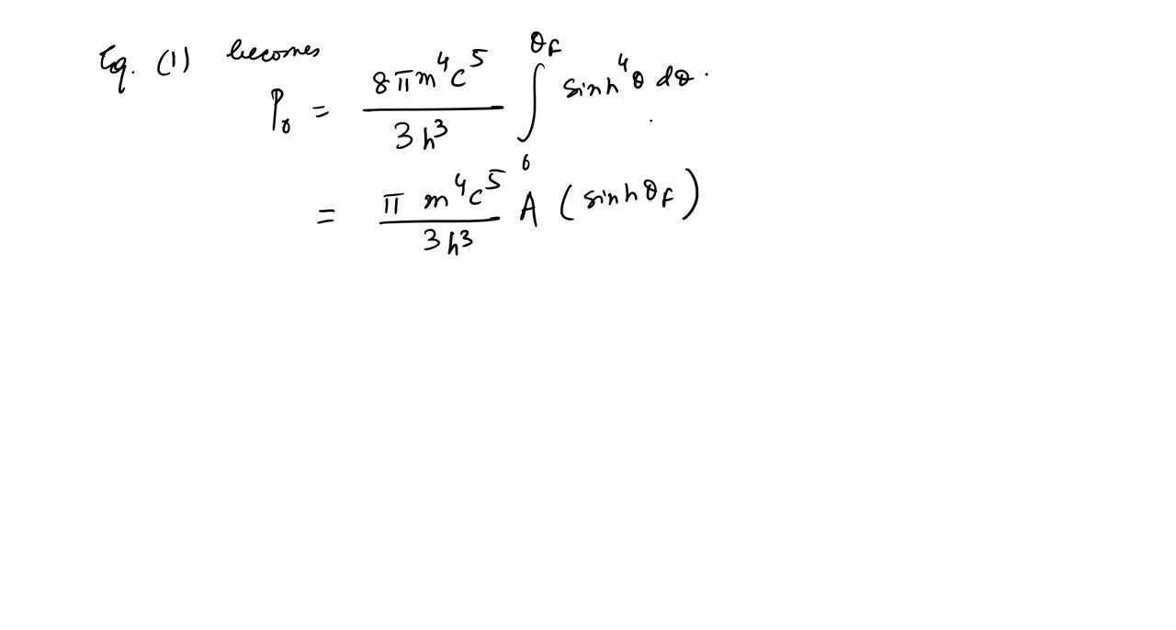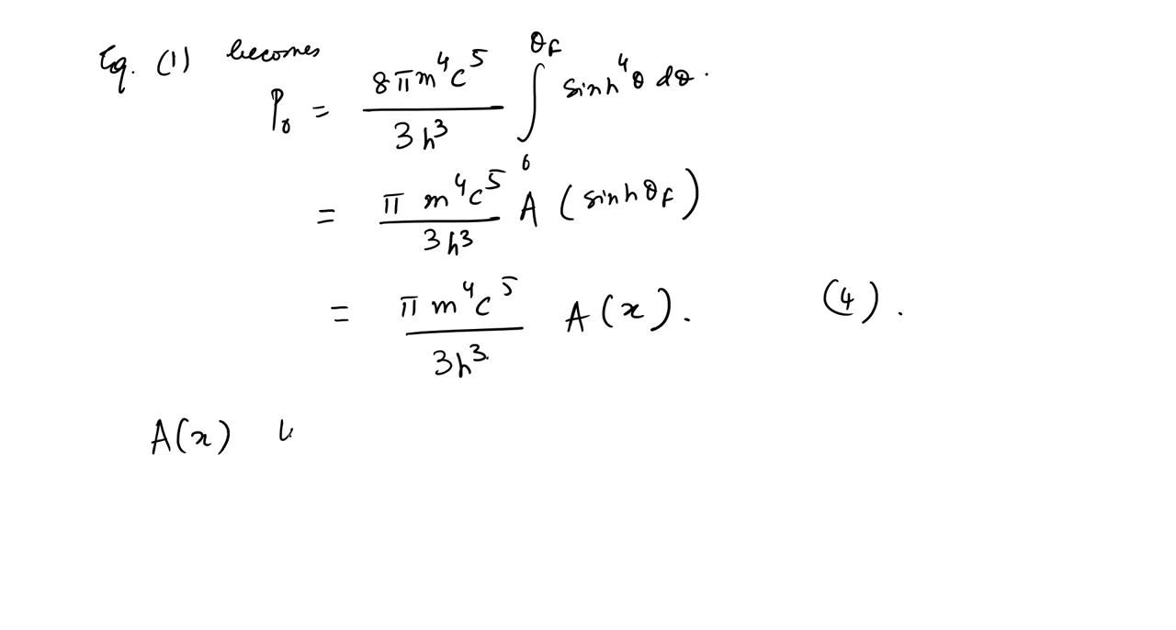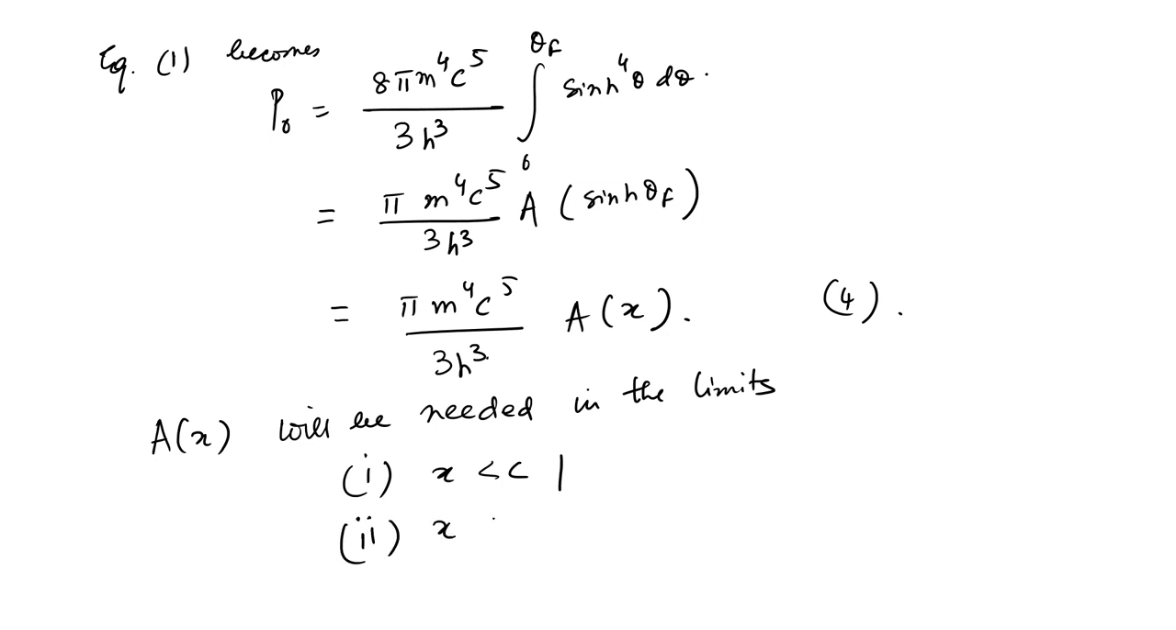In any case, when you perform this integral, sinh to the power 4 theta from 0 to theta f, you get some function of theta f, and let me write that as pi m^4 c^5 by 3 h cube times A of x, and this we'll call equation 4. A of x will be needed, we don't need the full form, only the limits: one is x much, much smaller than 1 and the other is x much, much greater than 1, and so on.